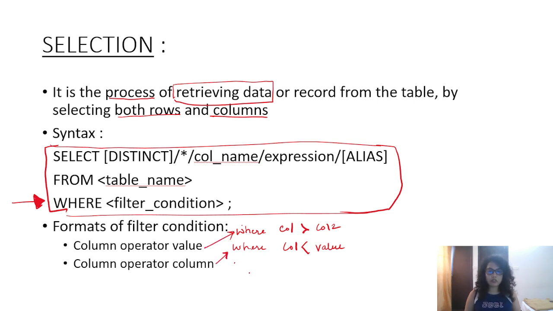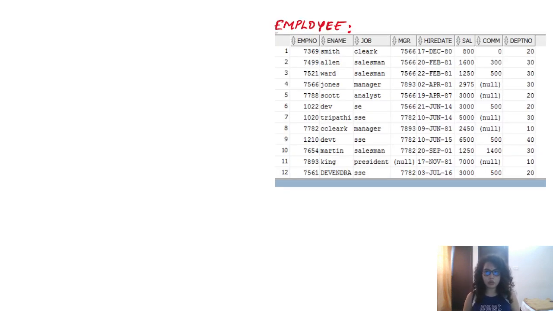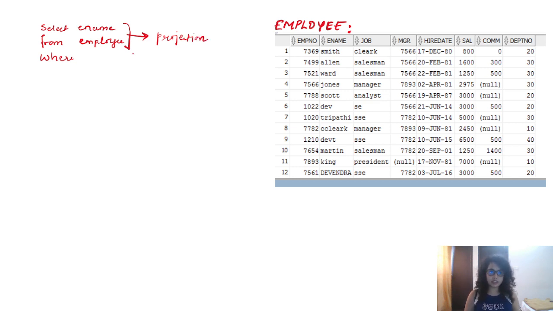Now suppose this is my table, and I want to select employee names from table employee. So my table name is employee. Now I'll give a filter condition. In this case, up to this line I have achieved a projection. Now in the where condition, I'll do a filtration. So where my department number should equal 30. So this complete thing is my selection.